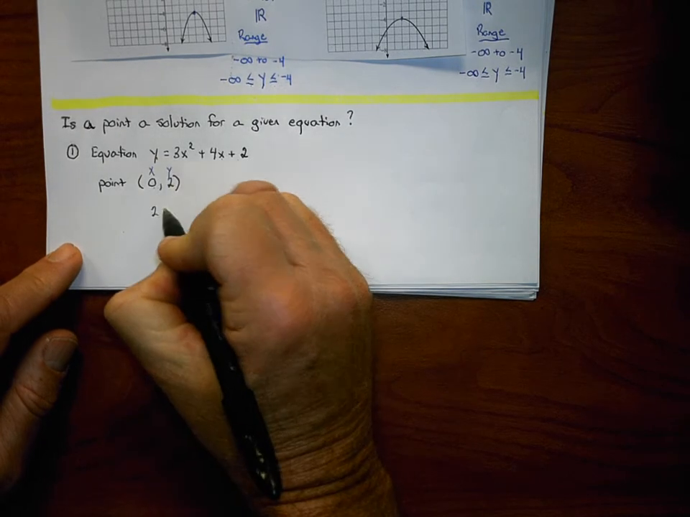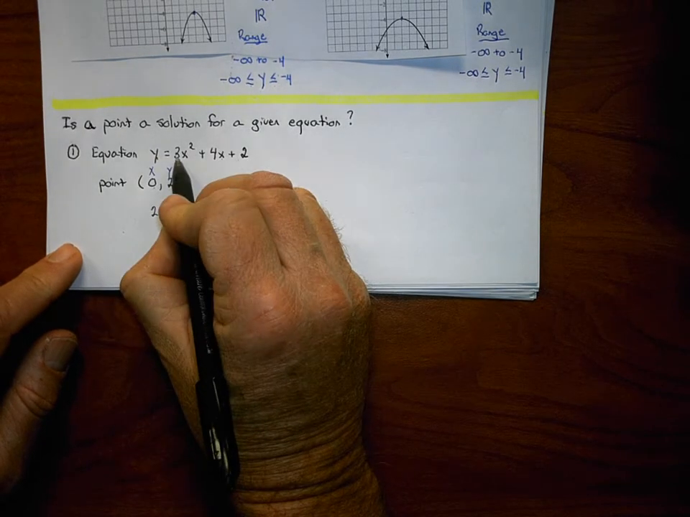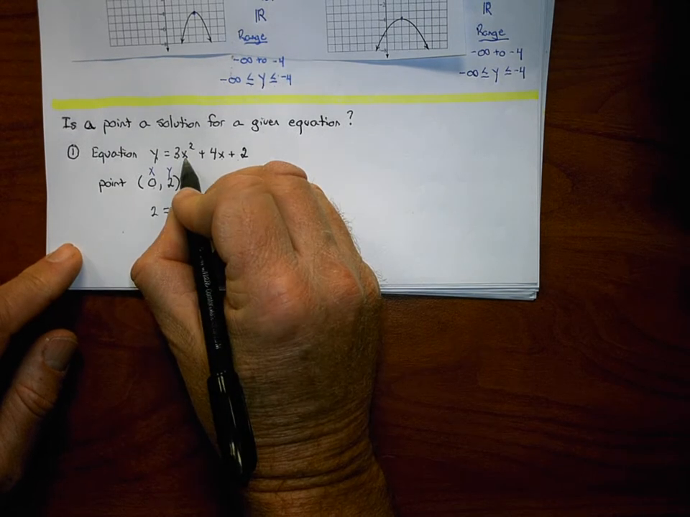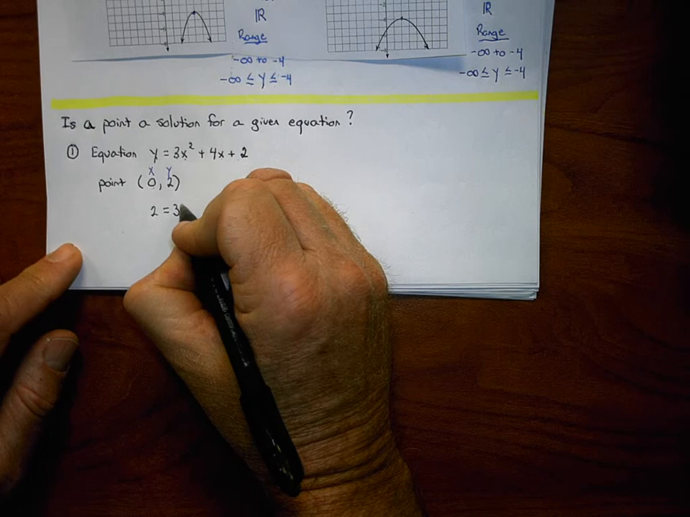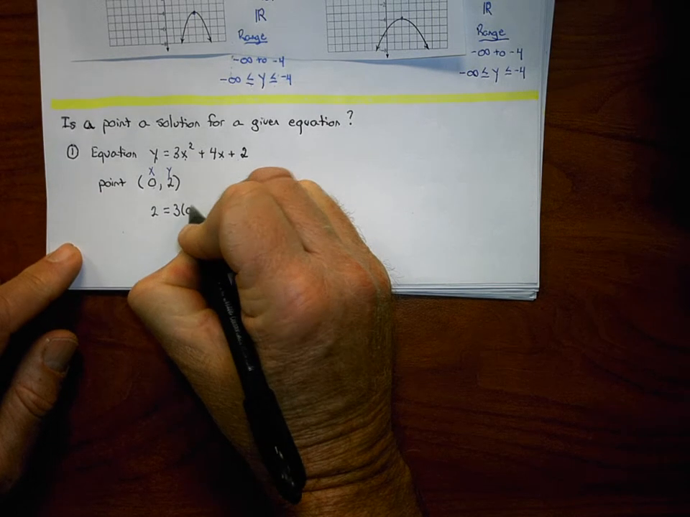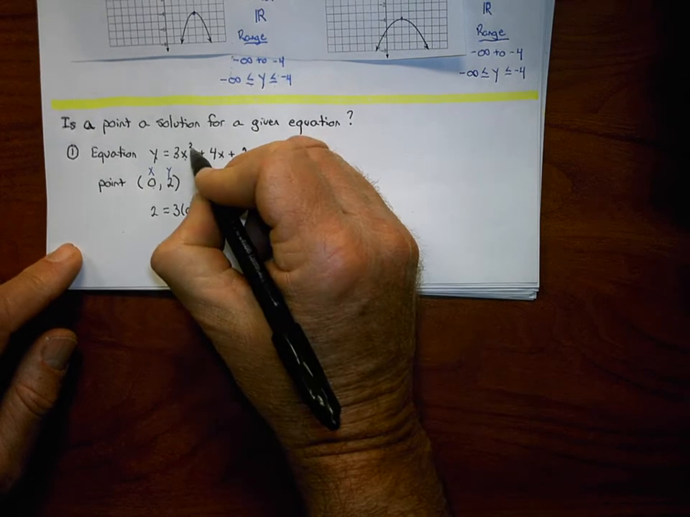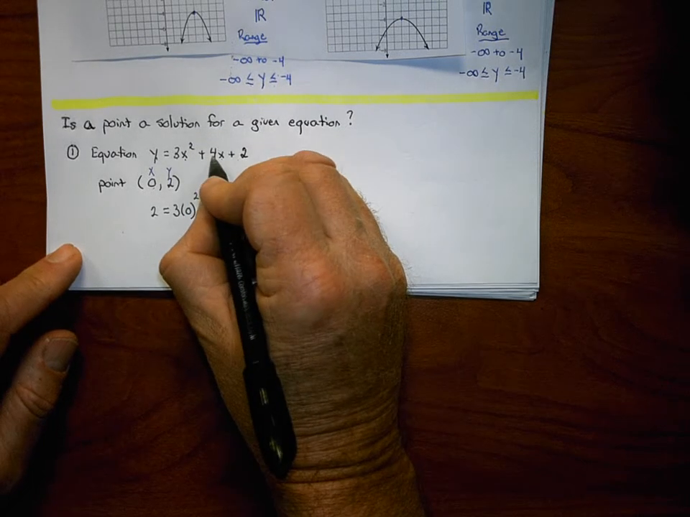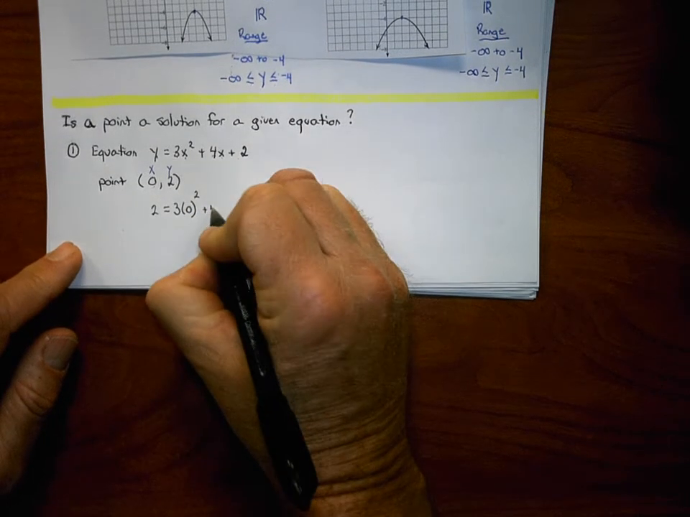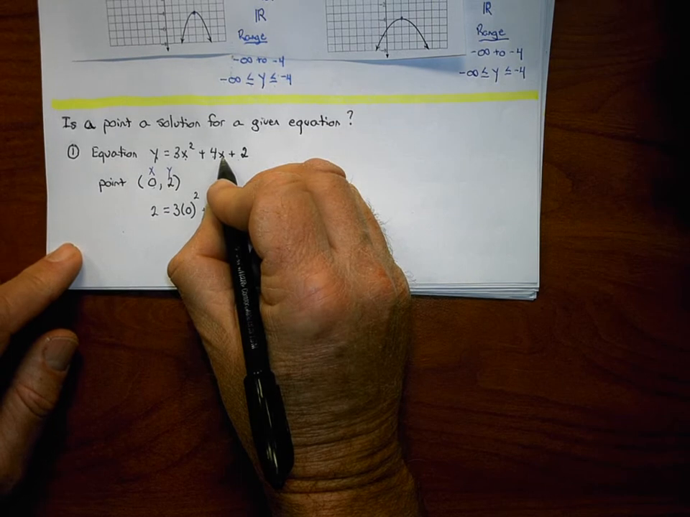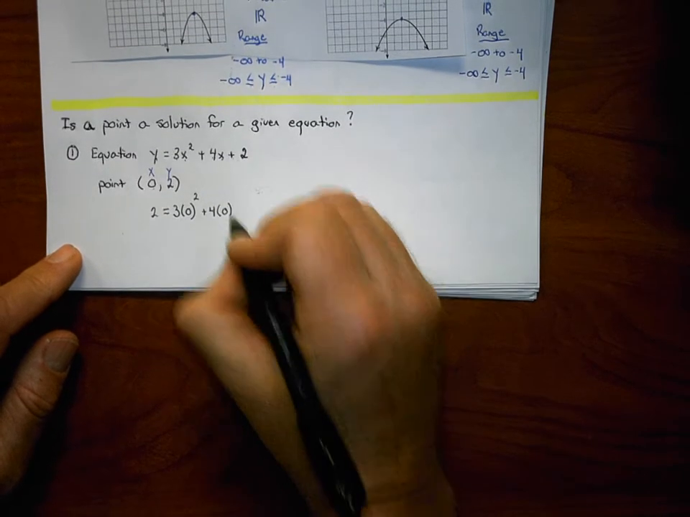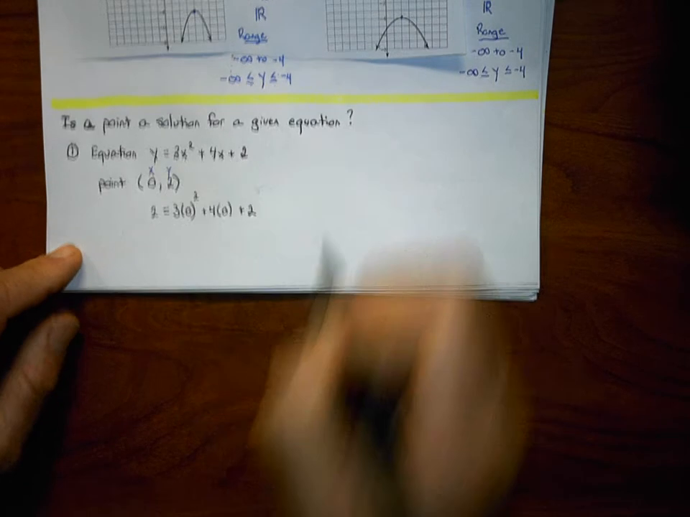Equals. Should I still have the 3? Yes. Should I still have the x? No. What do I put? 0. Put it in parentheses. Should I still have the exponent of 2? Yes. Should I still have a plus and a 4? Yes. But I shouldn't have an x, I should have a 0. And should I still have a plus and a 2? Yes. Okay. Now I'm going to work this out.